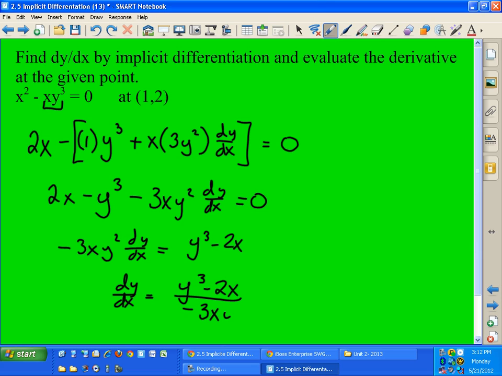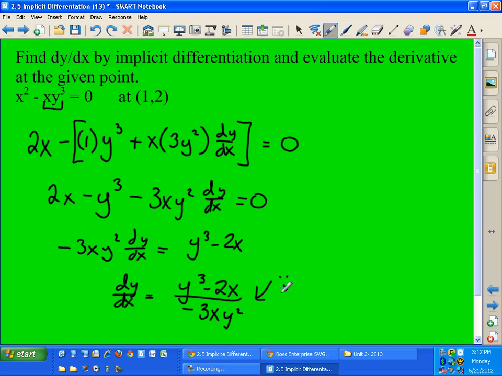Now don't panic if you don't get this right now. We're going to talk more about it in class, and we'll practice it a bunch so you'll have a chance to figure it out. This equation right here is the slope of the original function anywhere on the graph. So now if I want to use the point 1, 2, I'm going to put in 2 for y and 1 for x and simplify and see what I get.